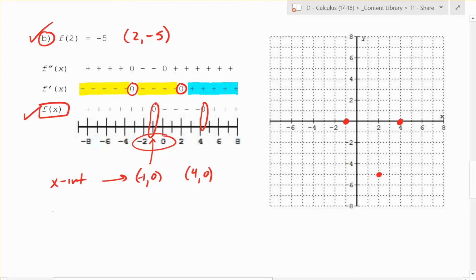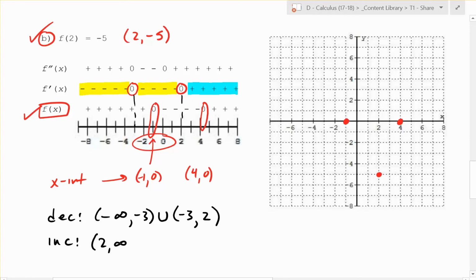So we know that the function is decreasing from -infinity all the way to, what's this x value? -3. And then the derivative is 0 at -3, but then it's also decreasing, again, on the other side of -3 all the way to 2. And it's increasing after 2, so 2 to infinity.